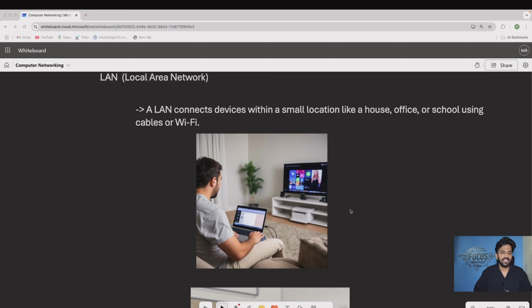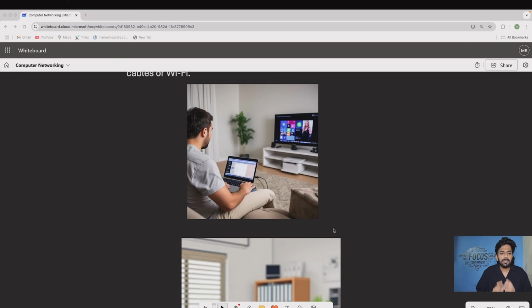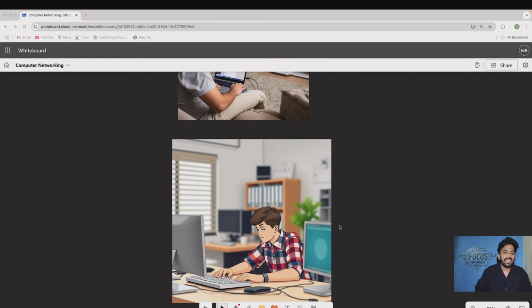Now in the same way he goes to the office. In the office there are multiple devices connected to a central device like a switch or router. If we want to send an email to a colleague, that traffic stays within the office network. So this is also called a LAN. If you observe the definition, a LAN connects devices within a small area like a house, office or school. Okay. Now let's look at some important concepts inside the LAN.